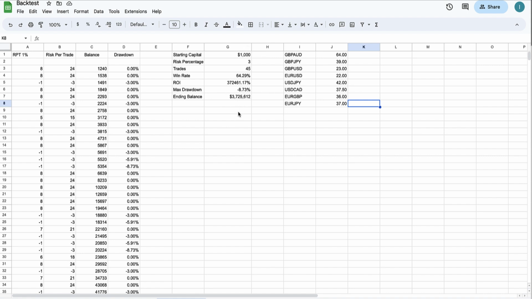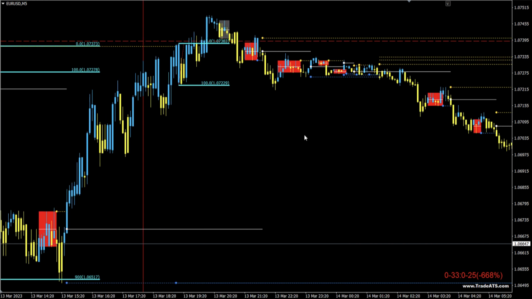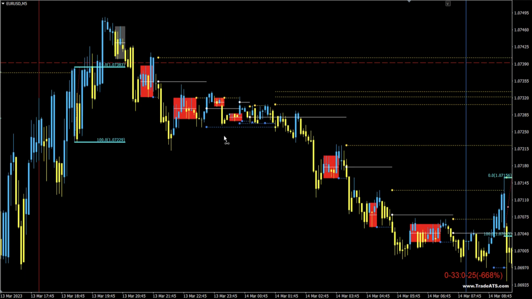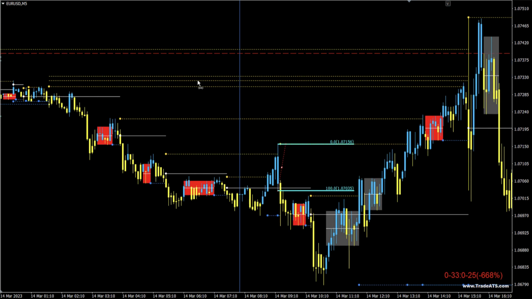But the idea is to show that this strategy actually has very good potential. And the nice thing about this strategy is that you don't need to look at a lot of different time frames and charts. You just need to consider only the 5-minute time frame. So you don't have to worry about all the different time frames.